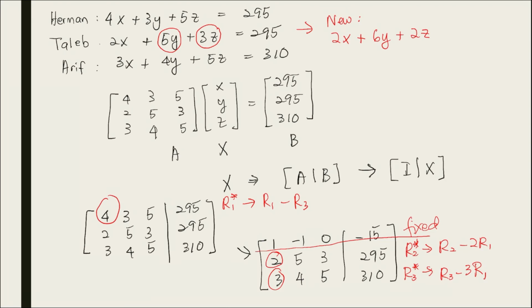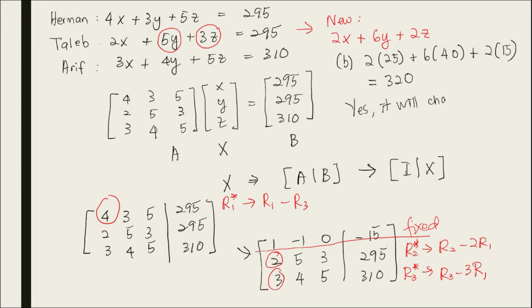We're going to find out whether this will change the result of the competition. You already found the values of x, y, z, so we substitute them in: 2 times 25 plus 6 times 40 plus 2 times 15. What is the total? The total will be 320. So who won the competition? Of course Talib will win the competition if he changed one z into one y. So the conclusion is yes, it will change the result.